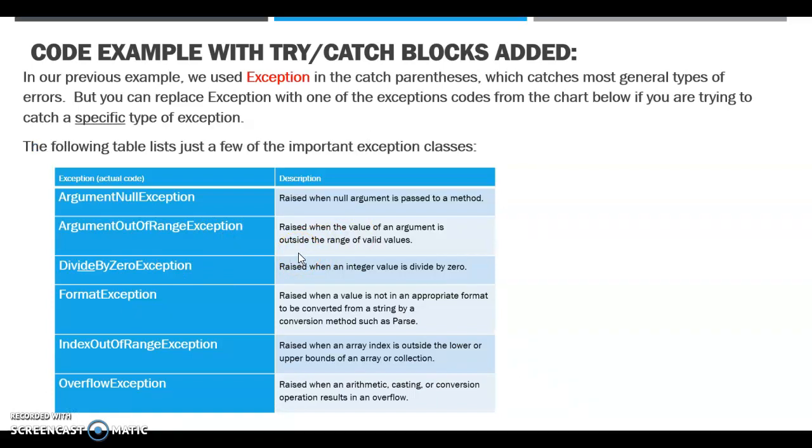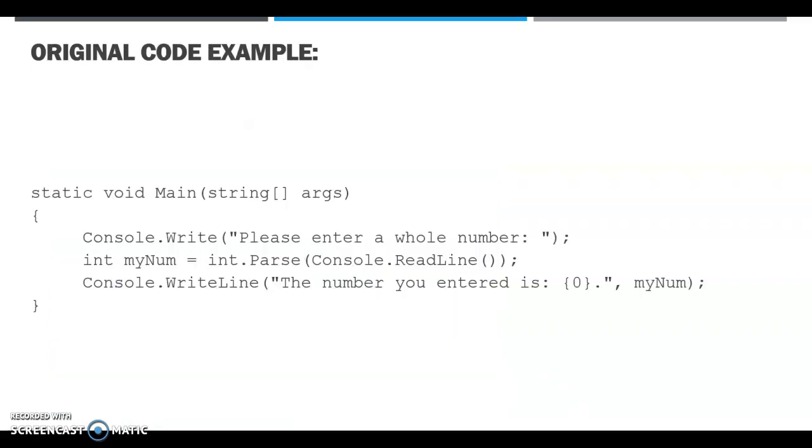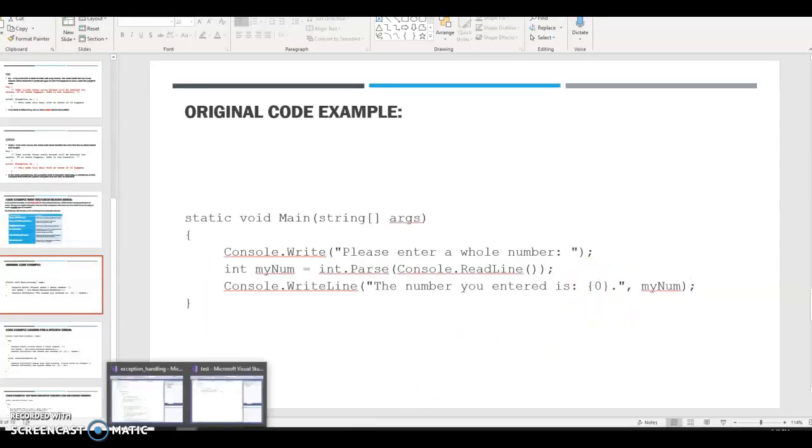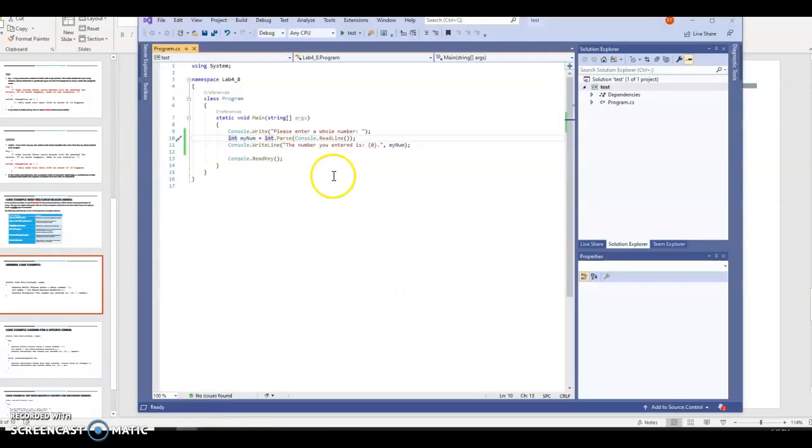So let's just take a look at some examples. Here's an original code example. Console write, please enter a whole number, int mynum, int parse console write line. The number you entered is, we're going to display that number. So let's take a look. I'm going to actually go to Visual Studio, and I'm going to show how that works.